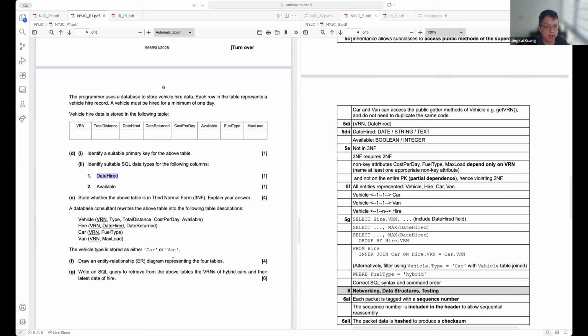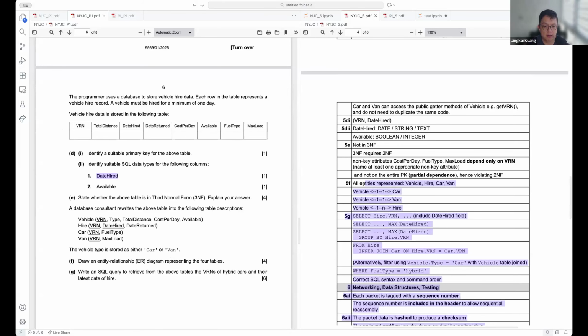Okay, then you have the ER diagram for the four tables. Now you have car and van. I think this one is not too difficult. They just wrote it out this way on the side here. So vehicle and car is one to one. One car can only point to one vehicle, and the same for van. Vehicles can be hired multiple times, so that means the vehicle to hire table is a one to many relationship.